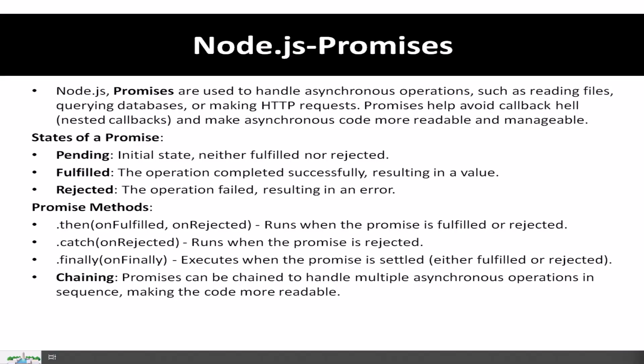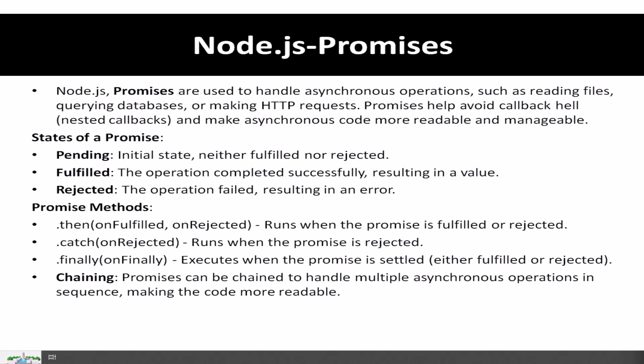Next concept is Node.js promises. Node.js promises are used to handle asynchronous operations such as reading files, querying databases, or making HTTP requests. Promises help to avoid callback hell, that is, nested callbacks. We have seen nested callback hell, and promises make asynchronous code more readable and manageable.